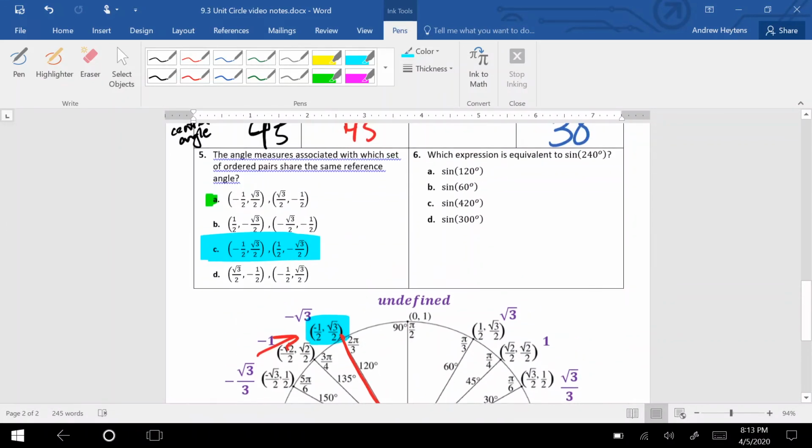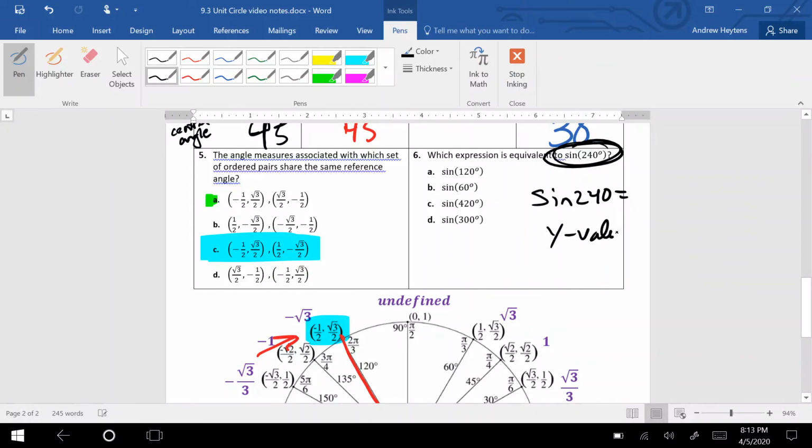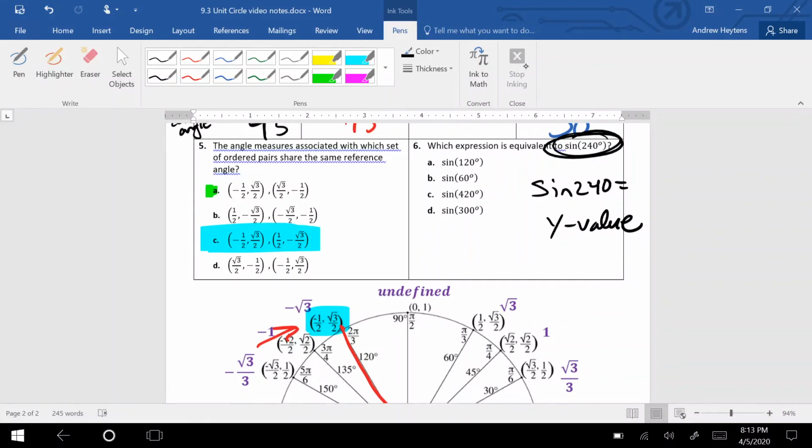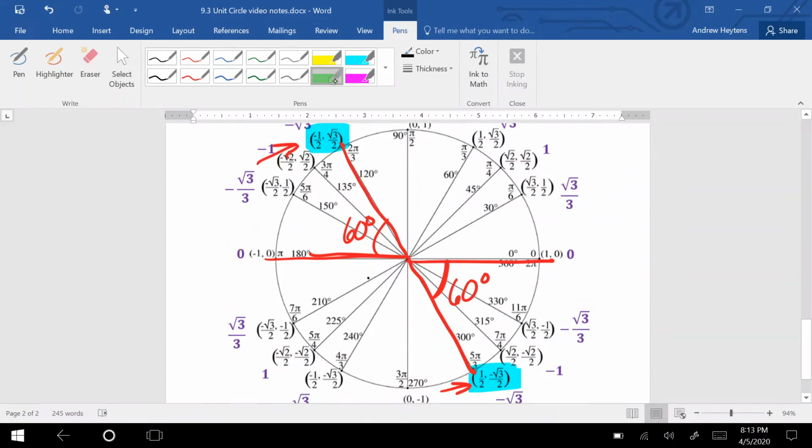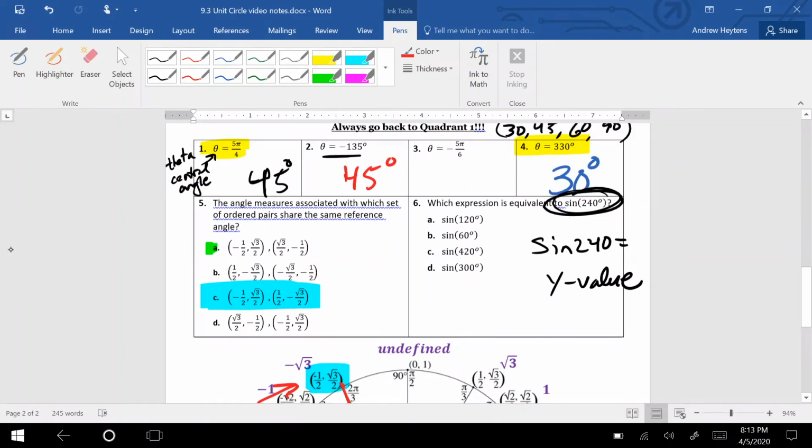Let's see. Which expression is equivalent to sine of 240? Last one. So this goes back up to the first concept we did. Sine of 240. Okay, let's remember what sine is. Sine is my y value. So I'm going to go to 240 degrees, which is right here. Find the y value, which is negative square root of 3 over 2. So the sine of 240 is negative square root of 3 over 2.